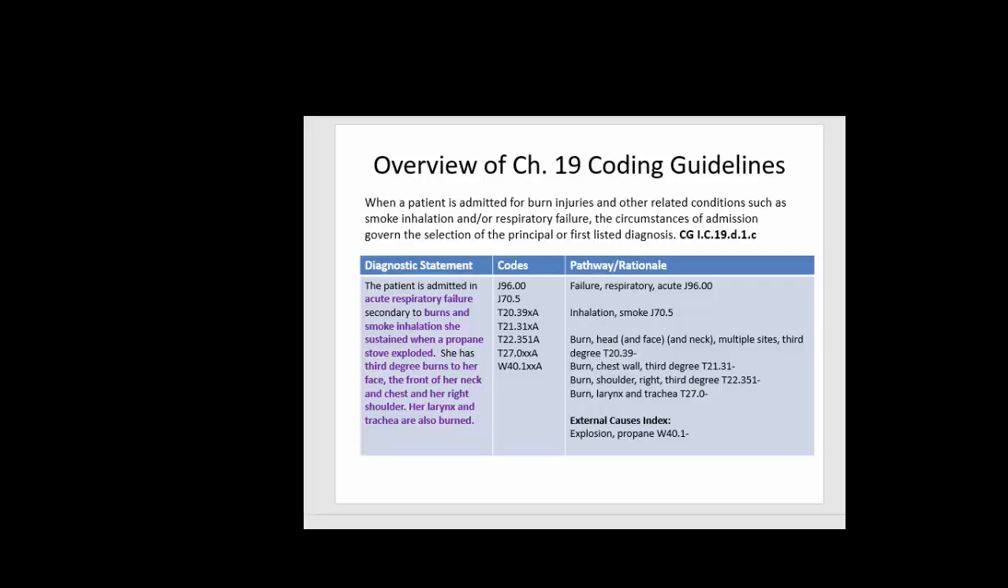Then you're going to code the burn of the head and the chest wall and the shoulder, all third degree. So it doesn't matter what order they're in, they're all third degree. And then the burn of the larynx and the trachea would be included. The last code is external cause for the explosion of the propane tank.